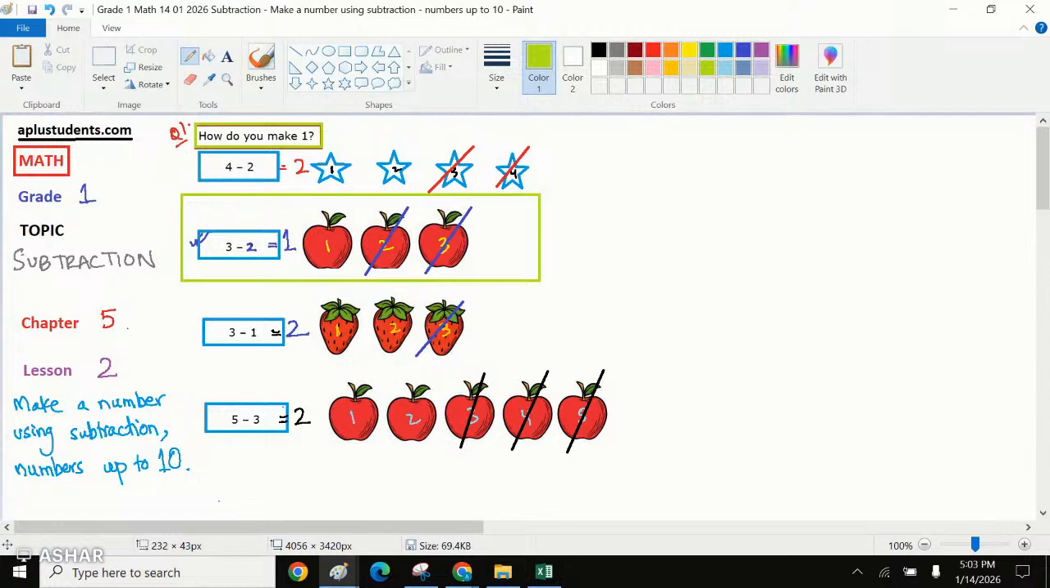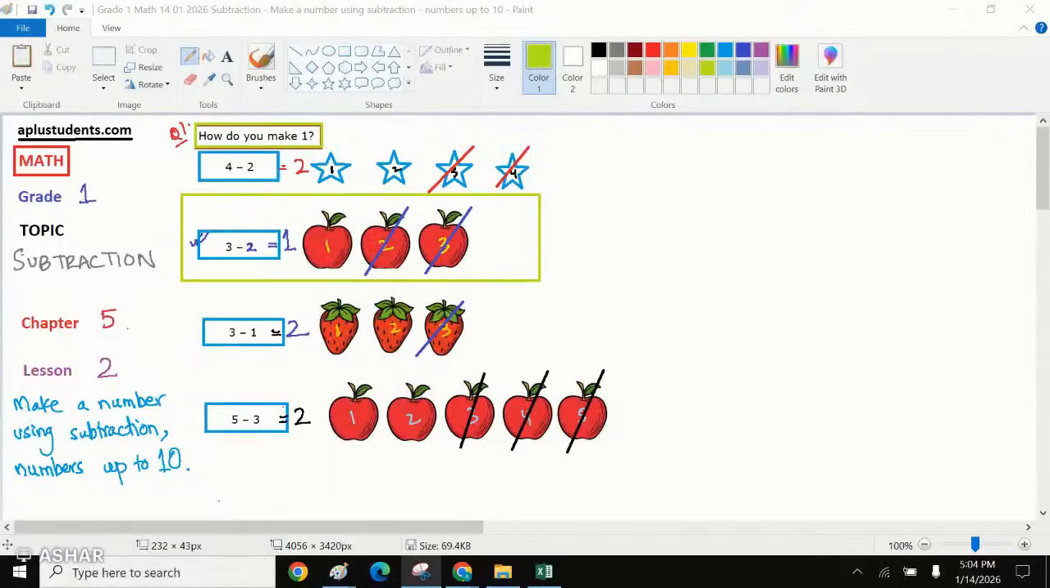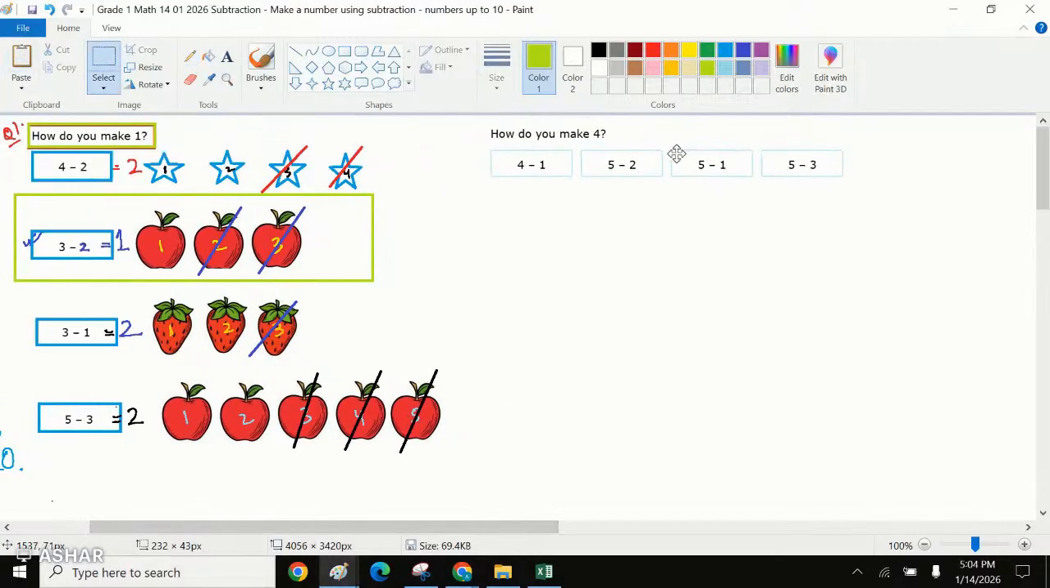Let's move on to the next question. Let's look at the next question. Okay. How do you make a 4? So let me just copy this. How do you make a 4? For question number 2, we have this question. This is asking us how do you make a 4?